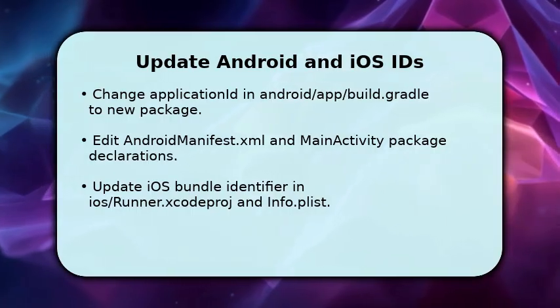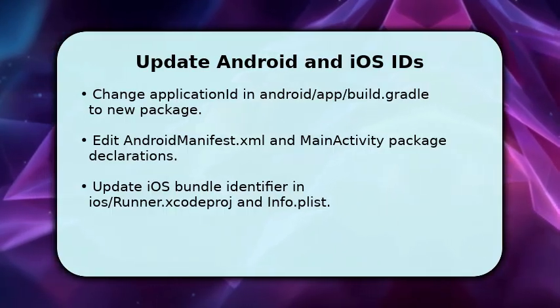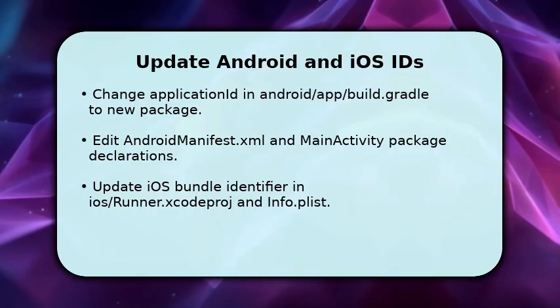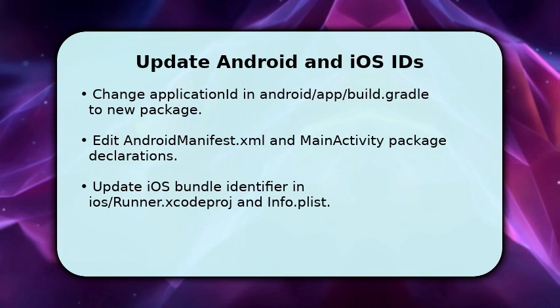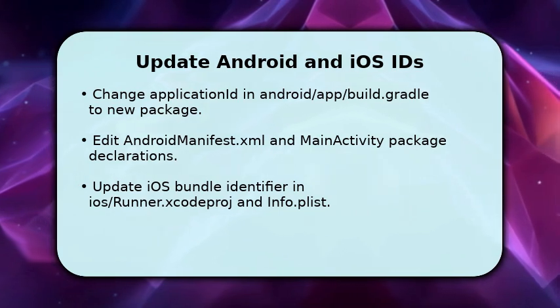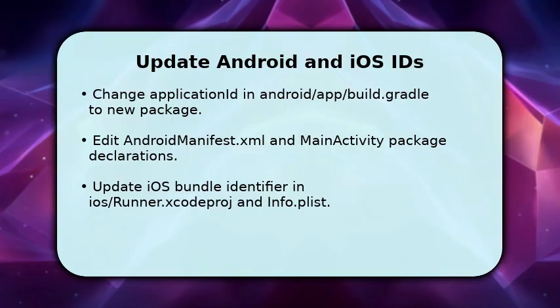For iOS, open ios/Runner.xcodeproj or use Xcode to change the bundle identifier in project settings and also update Info.plist entries. Make sure file paths match the new package structure. If you move files, update imports and package statements to maintain consistency.